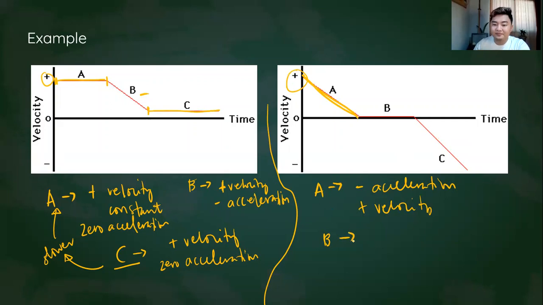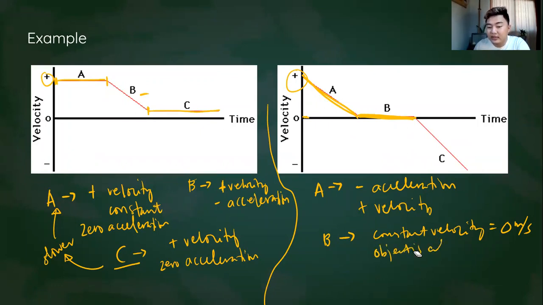Now for interval B, you can see here it's a horizontal line, meaning the velocity is constant. But the velocity is 0 meters per second. Why? It's on the x-axis already. It's 0, which means the object is at rest. Why? The velocity is 0 meters per second, and if the velocity is 0 meters per second, therefore there's no change in position. So in interval B, our object is at rest.